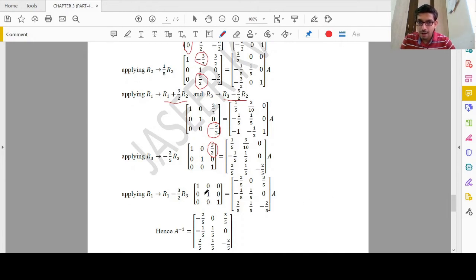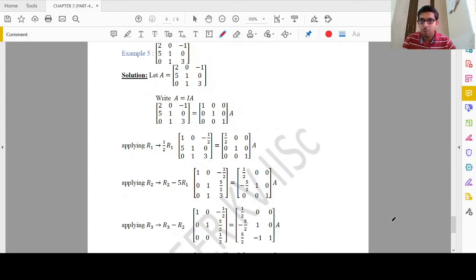So that means we got I equal to BA. So the problem is over. Whatever we got on the right hand side, that is the inverse of the matrix A.